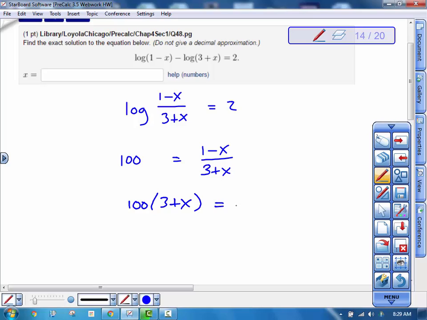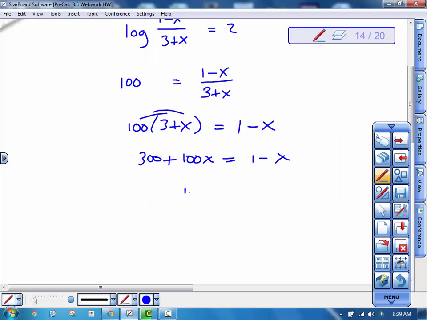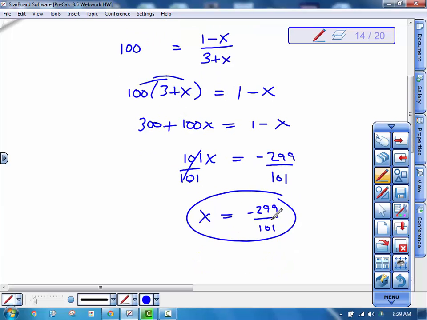And I'm probably going to have to distribute that 100 to both terms, so I get 300 plus 100x equals 1 minus x. And I'm going to have to add x to both sides, so that'd be 101x. And I'll subtract 300, so it'll be negative 299. Divide both sides by 101. And I should get x equals this number. And I can enter that as a decimal or a fraction probably. And it does say exact answer, not decimal, up above, so make sure you enter this in.